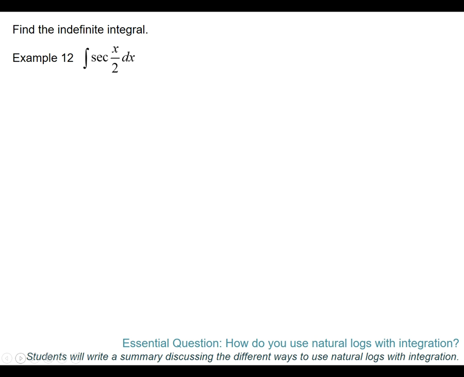We're going to probably use one of those properties, one of those rules we just got. But I do have a u. What's your u going to be? What's your inner function here? x over 2, or 1/2 x, same thing, right? So that means du equals what? 1/2 dx. I don't have the 1/2, but I do have the dx.